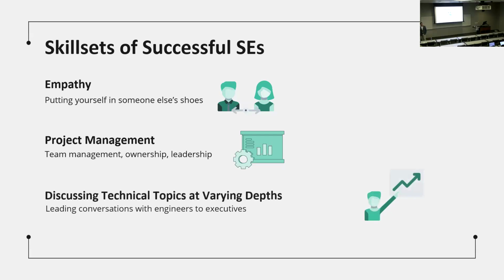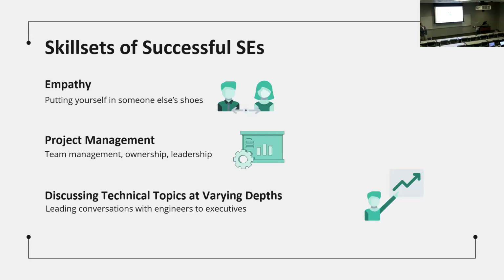Third is the ability to discuss projects and products at varying levels of depth. Like I mentioned earlier, you're going to be working with people all the way from VPs and executives to engineers at your customer's company. You need to be able to talk to them at an appropriate level of depth so they really relate, they understand, and they can see why this is important.